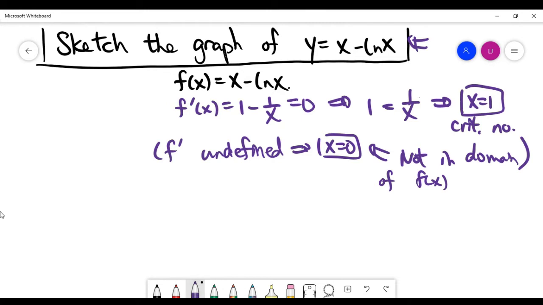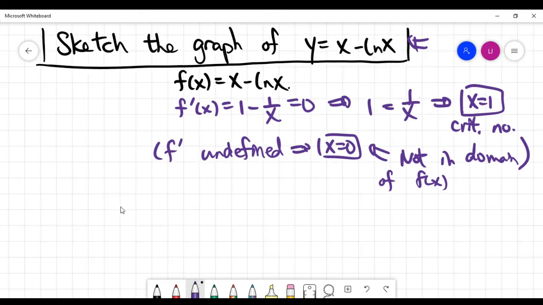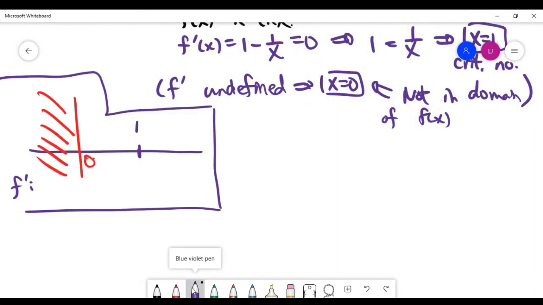So the next step is the sign table of f prime. So let's do it together. Because we have only one critical number and the domain contains all the points x bigger than 0, because if x is 0 or less, these are not well-defined points for the function ln x. And anyway, on the sign table of f prime, there are actually two intervals now. You are required to choose one point in each interval.